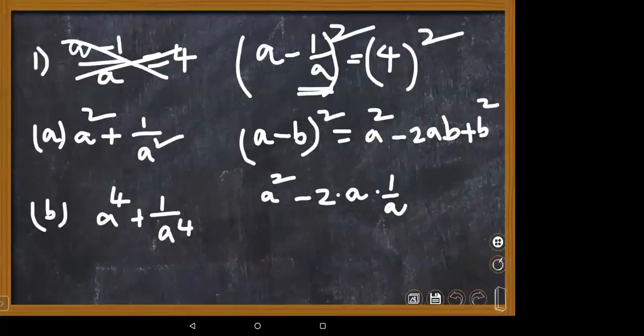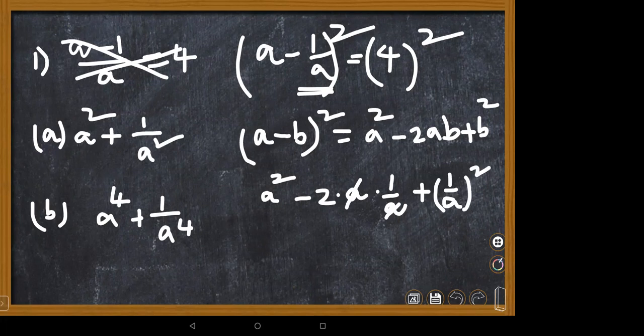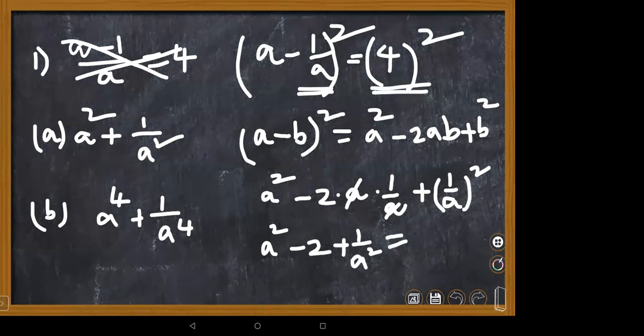So 2 into 1 by a, because b value is here 1 by a, plus b square. B square means 1 by a whole square. Here a gets cancelled, because a into 1 by a can be written as a by a, so both the numerator and denominator a cancel. So a square minus 2 plus 1 by a square is nothing but, squaring on both sides, 4 square, which is 16.